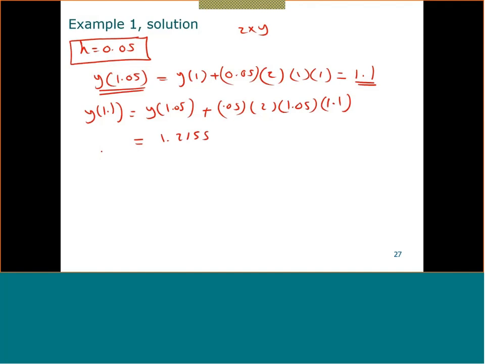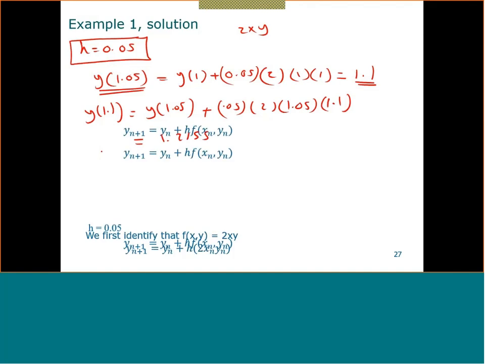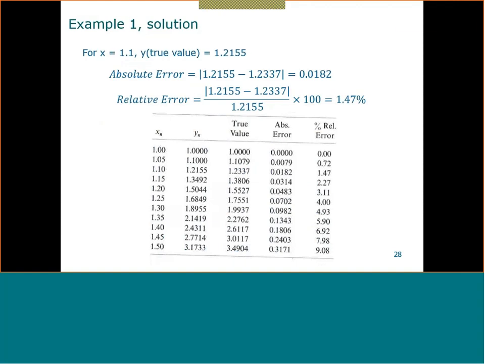Now when we reduce the steps, how does the error look? If you go until we reach 1.5, the error is 9.08%. If you recall, the error in the previous one was equal to 16%. So reducing the step size, and that makes sense, helps us to improve the accuracy, but at the same time will increase the number of iterations.